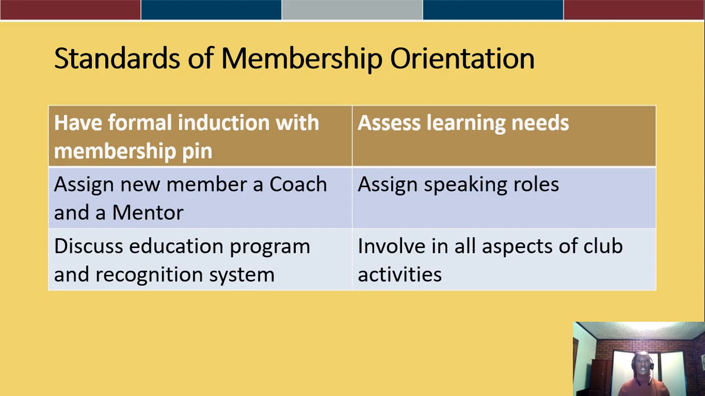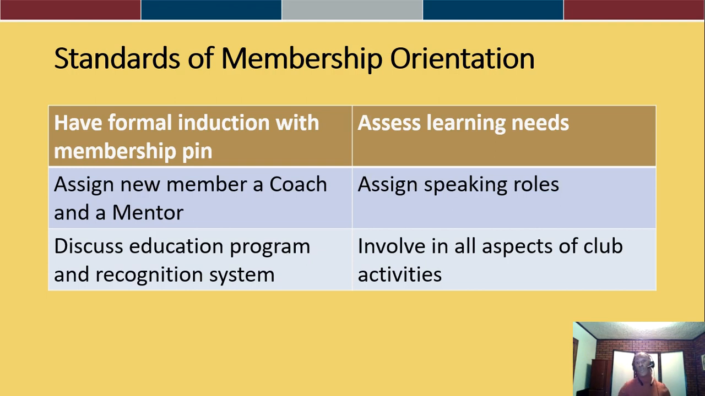Number 4. This 4th standard for membership orientation is making sure that you assess the learning needs of your members. You may do that with a very formalized survey for your club. You might end up using the survey form that Toastmasters International provides. Yet somehow, some way, between your Vice President of Education or your Vice President of Membership, you want to find out what your members are there for.